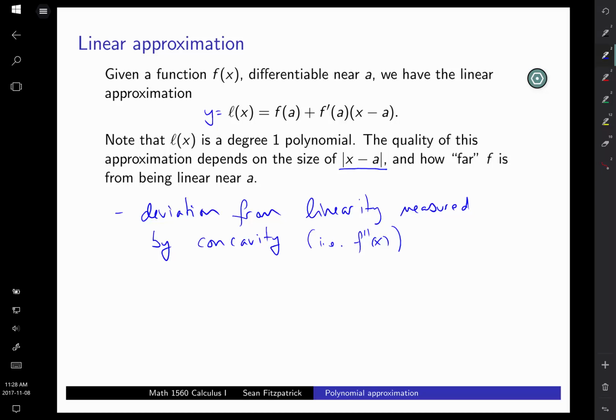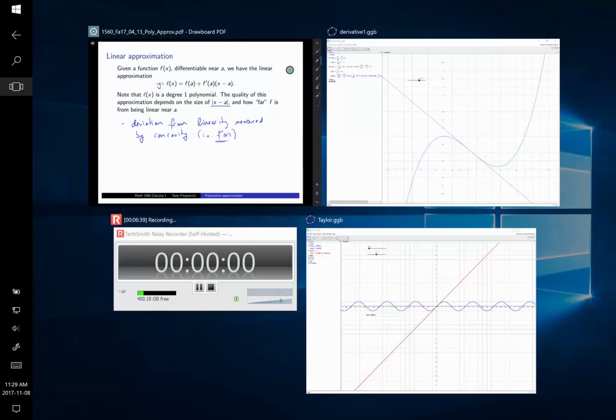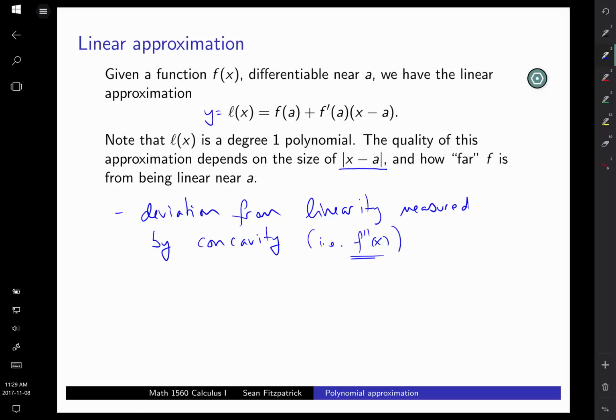This deviation from linearity. And so the smaller f double prime is, the better my approximation is going to be, because if f double prime is close to zero, then my function is close to being linear near that point. And as we move, the values of my derivatives change, the curvature changes, and so the quality of my approximation changes as I move around. Actually, let's move forward, and then we'll talk about that in a bit.